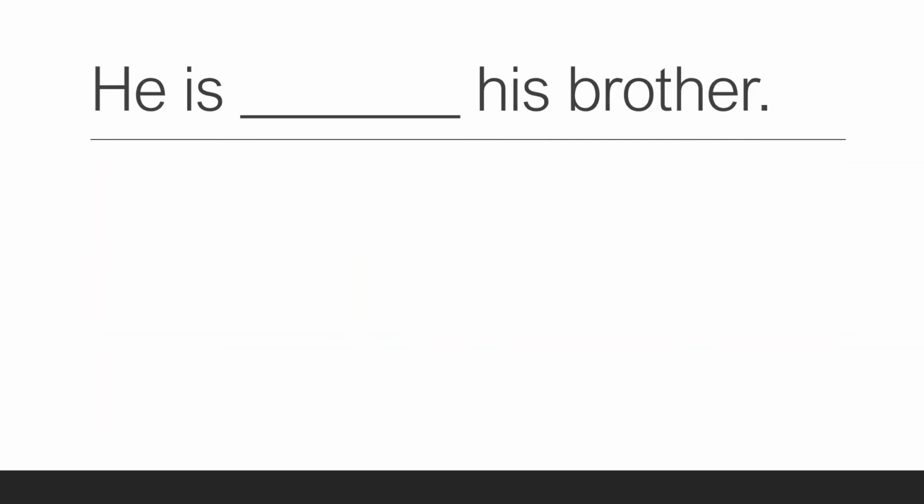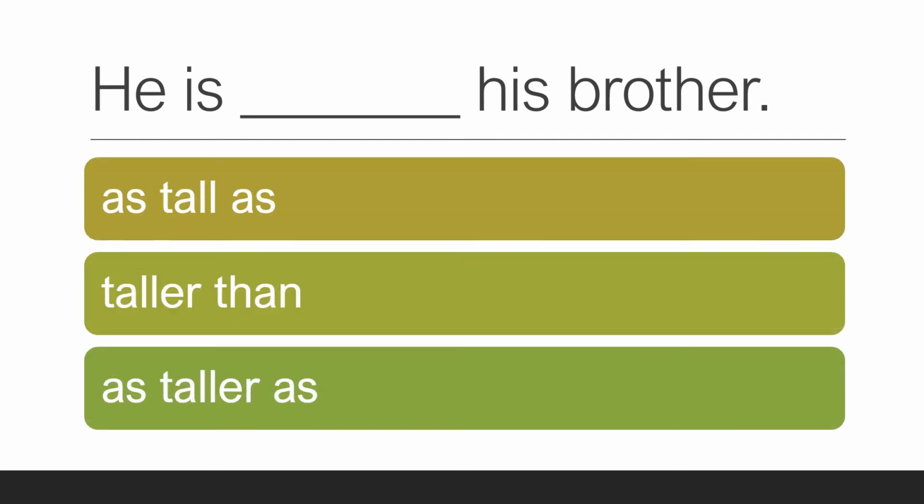Now we have: he is his brother. We are comparing someone with his brother. He is as tall as his brother, taller than his brother, as taller as his brother. Remember that topic that we are checking here. Okay? The answer is great. As tall as. The same, because the adjective has to be in the simple way.